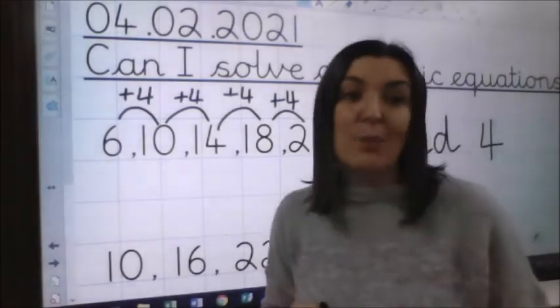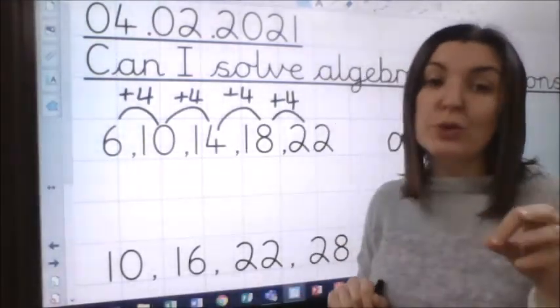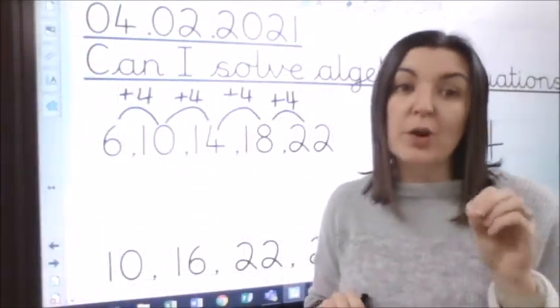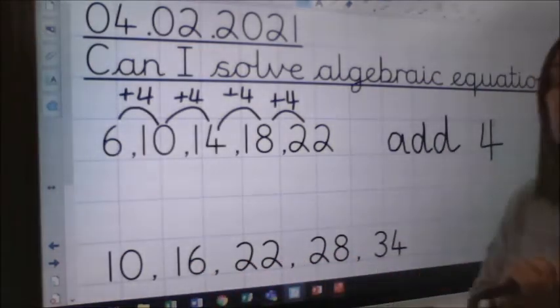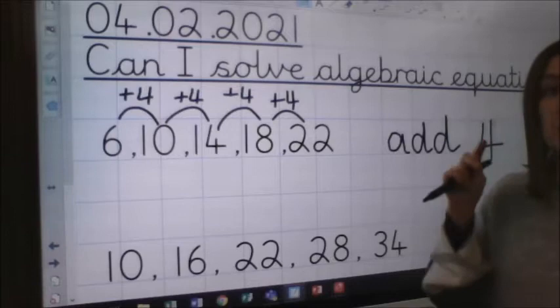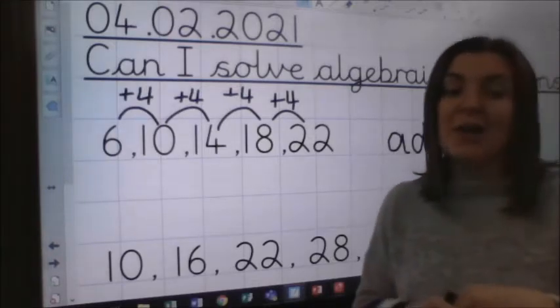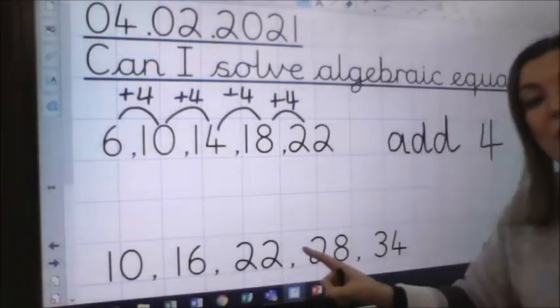Okay? So what I would like you to do now is I'd like you to pause the video and in your purple book, have a go at this number sequence. And then we will go through it together to make sure that we're completely confident. Okay, so pause the video now and have a go at this one.